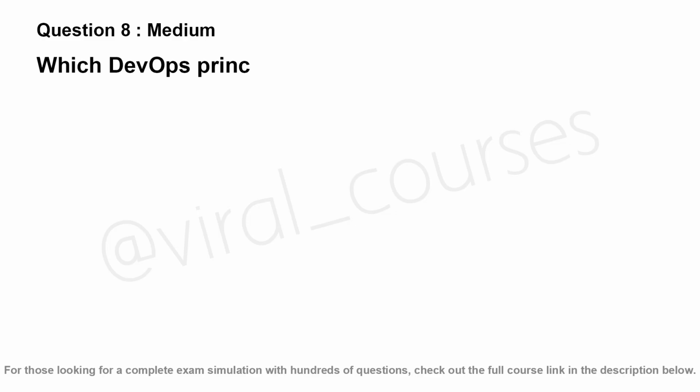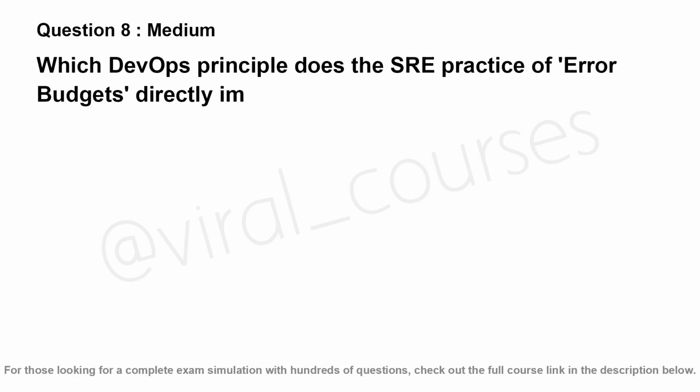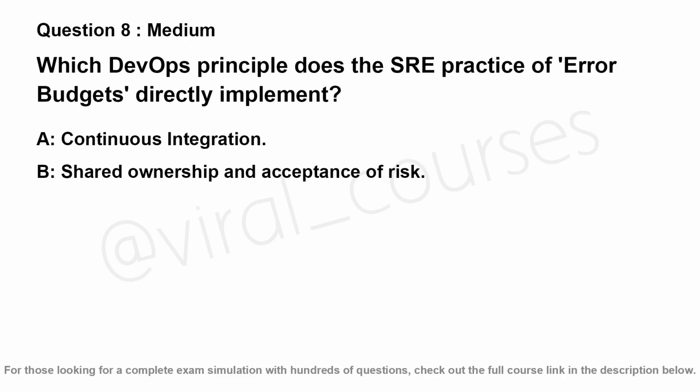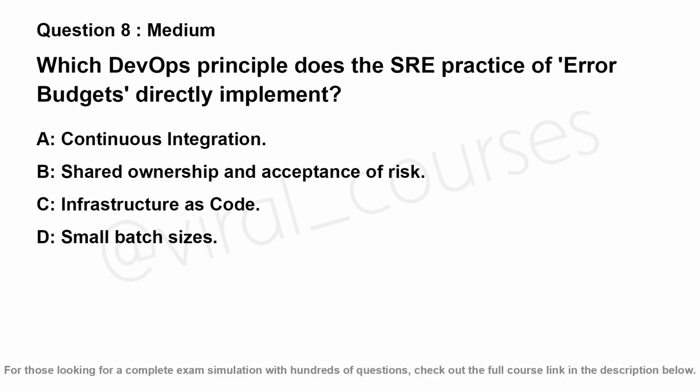Which DevOps principle does the SRE practice of error budgets directly implement? Option A. Continuous integration. Option B. Shared ownership and acceptance of risk. Option C. Infrastructure as code. Option D. Small batch sizes.